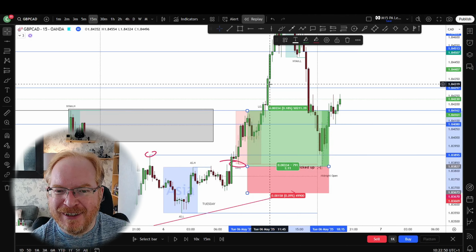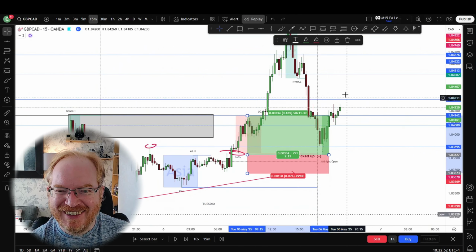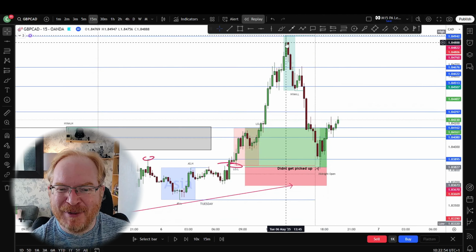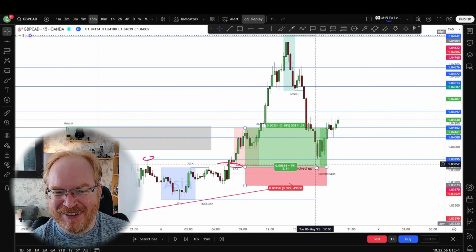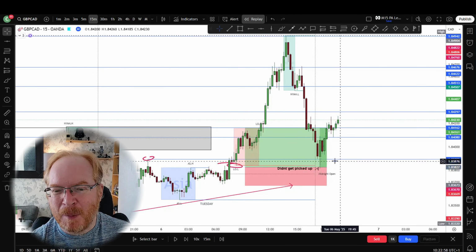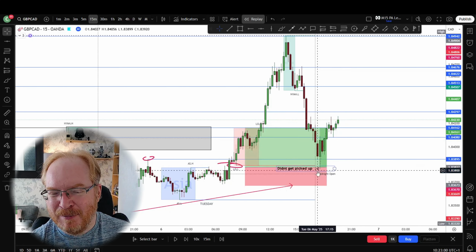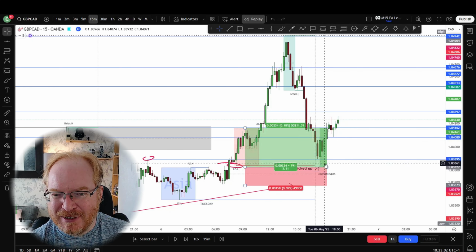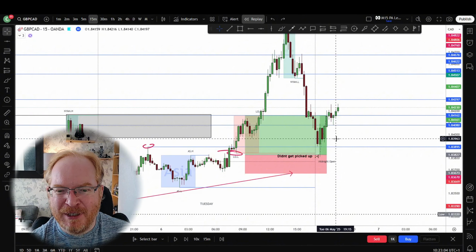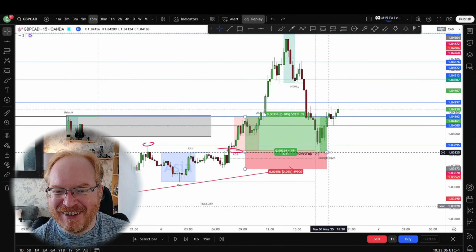If we'd left it in, which we would not do, because it had run so far up here, why would we leave it to come all the way back down to here? It's not part of my plan. But if I had, it would have come back in New York, possibly picked me up at this level here, and taken me to TP there. So 2 missed TPs on that one.